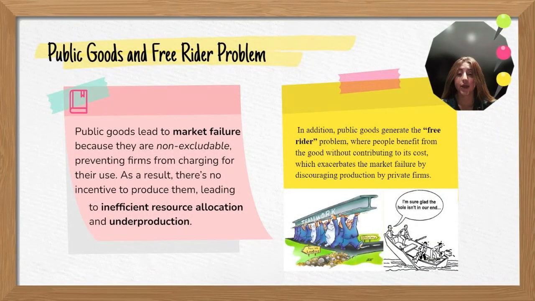Public goods are related to market failure because they are non-excludable. In other words, people cannot be prevented from using them even if they do not pay for them. This means that private firms have no incentive to produce public goods because they cannot charge a price to cover their costs. As a result, the market does not allocate resources to produce these goods, leading to an inefficient allocation of resources. In addition, public goods generate the free rider problem, where people benefit from a good without contributing to its costs, which exacerbates the market failure by discouraging production by private firms.